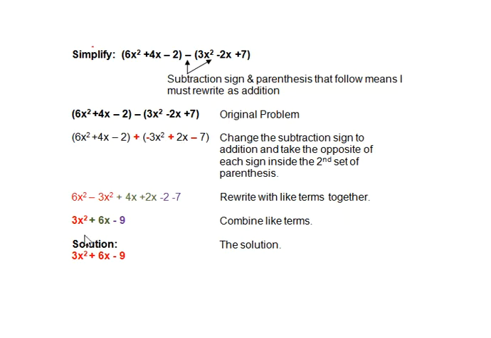So here's my negative 2 and minus my 7 because I've changed these right here. So then my equation is going to become 3x squared because I'm minusing these like terms, plus 6x because I'm adding these like terms, minus 9 because I have a negative 2 minus 7 here. So then my solution is 3x squared plus 6x minus 9.